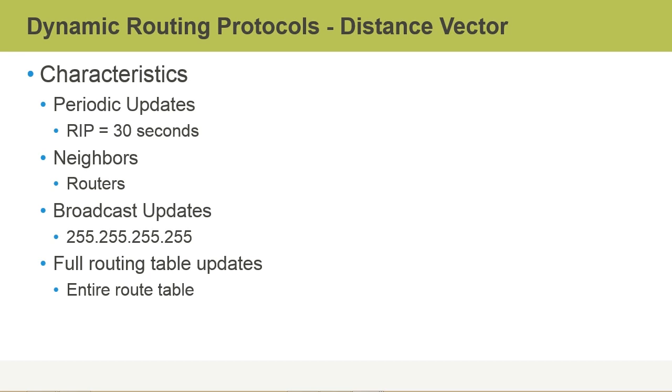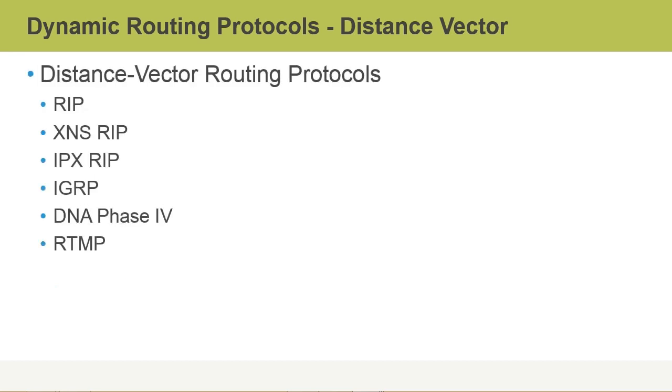There are a number of different distance vector routing protocols out there, and two of the more popular ones over the years have been the RIP routing protocol, which is a very common distance vector routing protocol, and also IGRP, another very common one. These are all responsible for sending updates on a regular basis, with the full routing table being delivered. But those are just two of the common ones. There are a number of other ones.